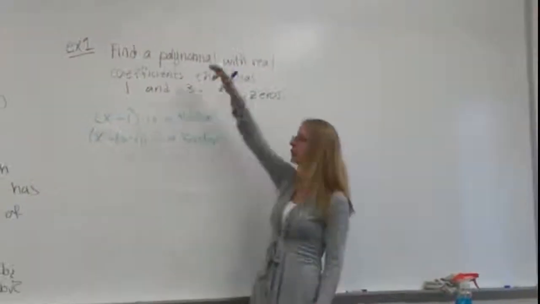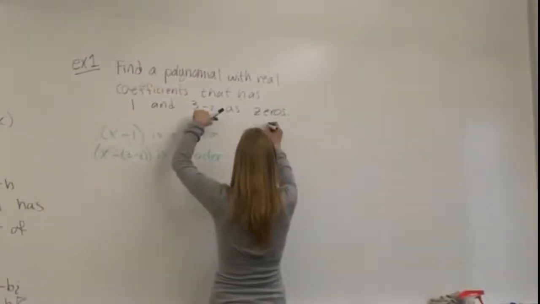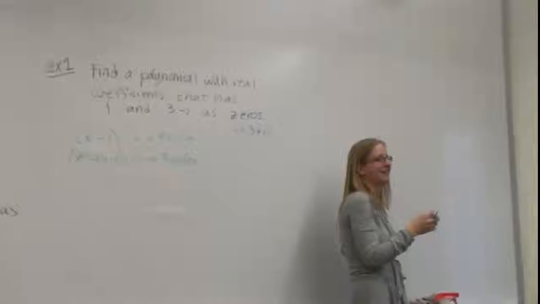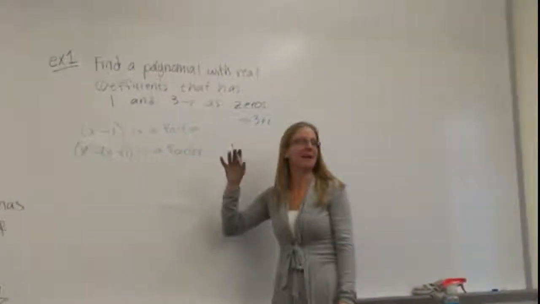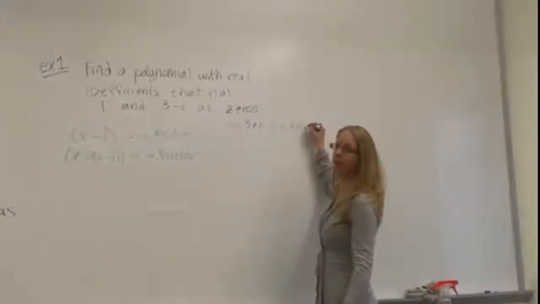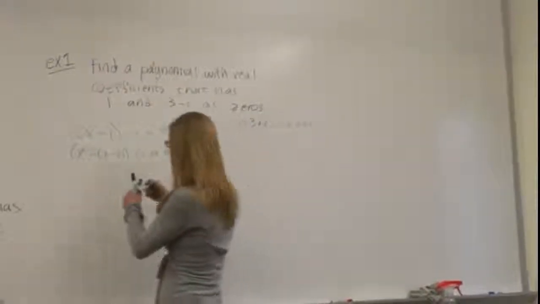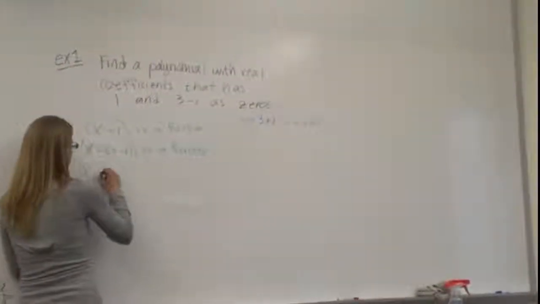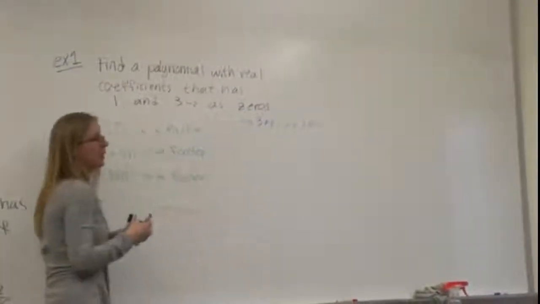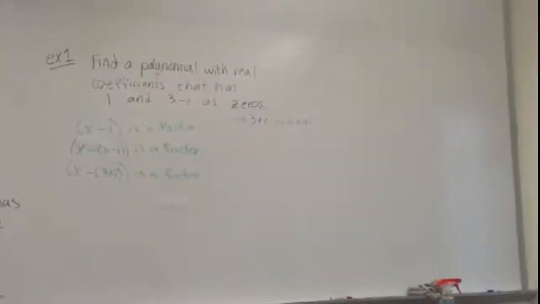Here's another fact. So the question is in black. Everything I'm doing in color is my work. If 3 minus i is a zero, what else is a zero? 3 plus i. Oh, did I say it wrong? My bad. If 3 minus i is a zero, then 3 plus i is also a zero, right? What theorem does that come from? Conjugate pairs theorem. So that means since 3 plus i is a zero, I also have x minus (3 plus i) as a factor. So you list out your zeros, then you list out your factors, and then you have to go back and answer the question. It asked me to find the polynomial with real coefficients.